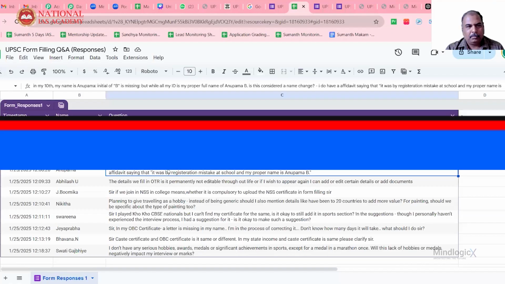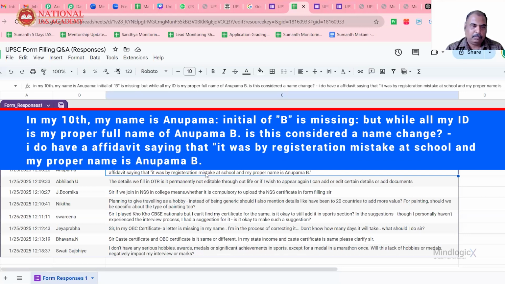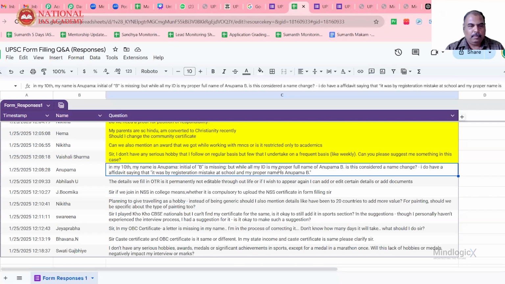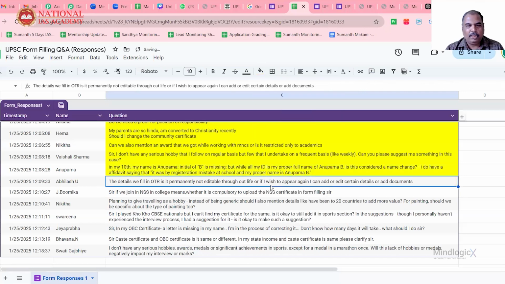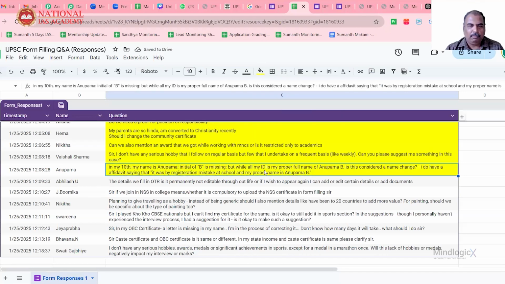So here, Anupama has this question regarding her name. In 10th, her name is Anupama, the initial B is missing, but in all the IDs, she is Anupama B. Is this considered a name change? I do have an affidavit saying that it was a registration mistake at school and my proper name is Anupama B. You have that document. No, not a problem. You can always upload the document and say I am Anupama B now. See, this has to be uploaded during the application form. The idea is that only in 10th the initial is missing. 12th, degree and all have it included, right? Yes, I suppose.